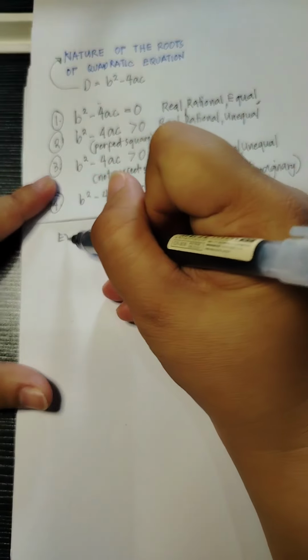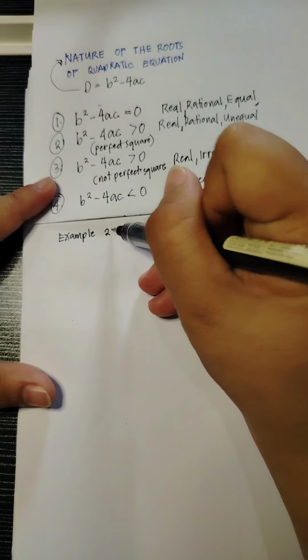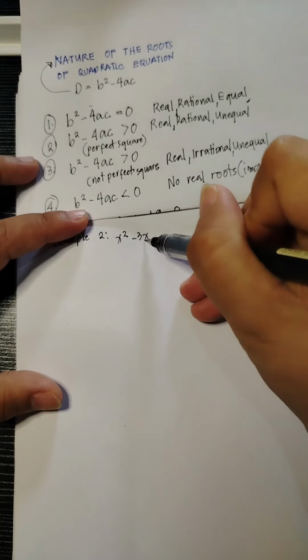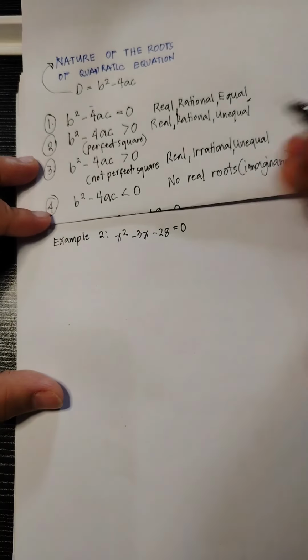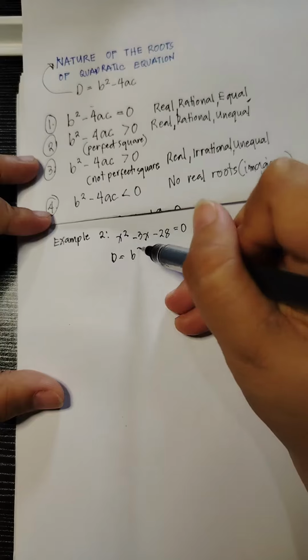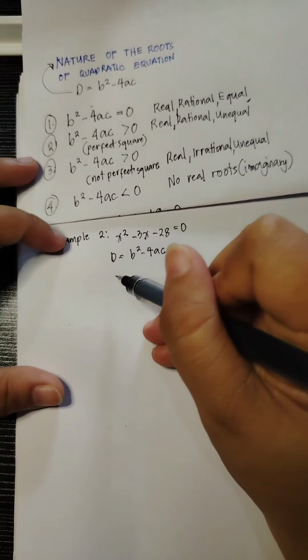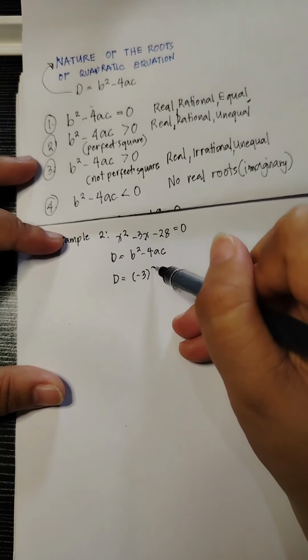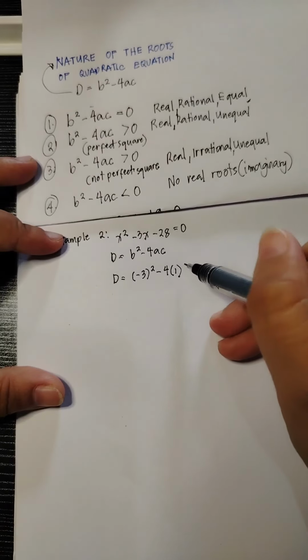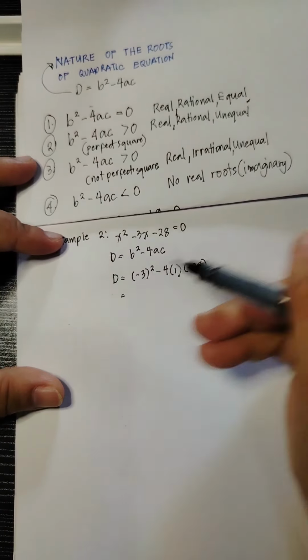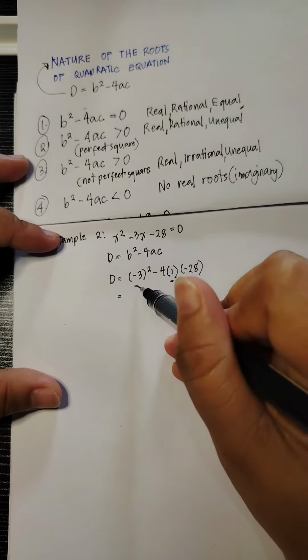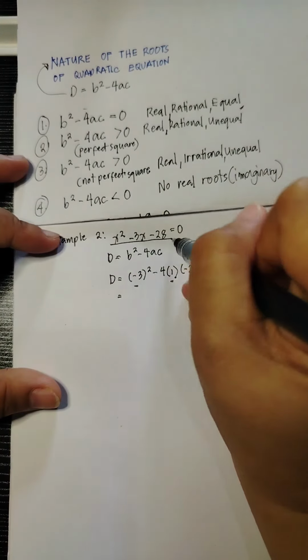Alright, let's have example number 2. For our example number 2, we have x squared minus 3x minus 28 equals 0. So let's find the discriminant, b squared minus 4ac. The discriminant is equal to negative 3 squared minus 4 times 1 times negative 28. By the way, I'll just substitute the values of a, b, and c given this equation.